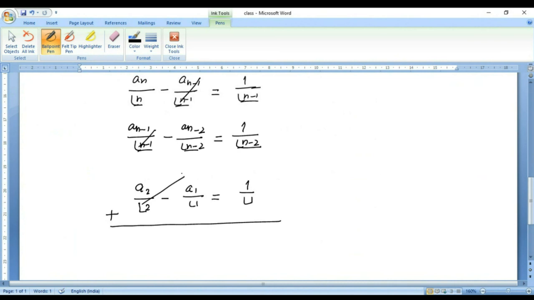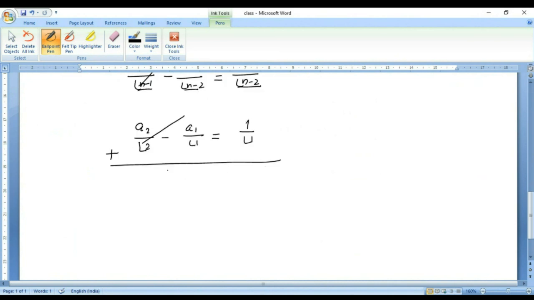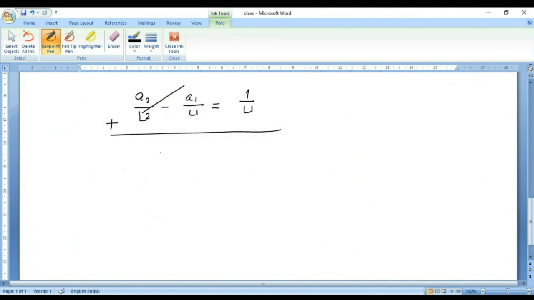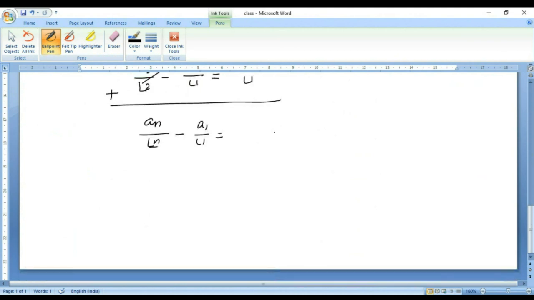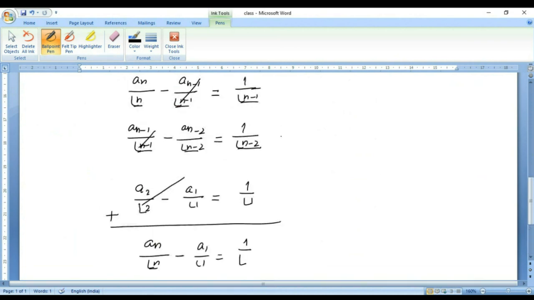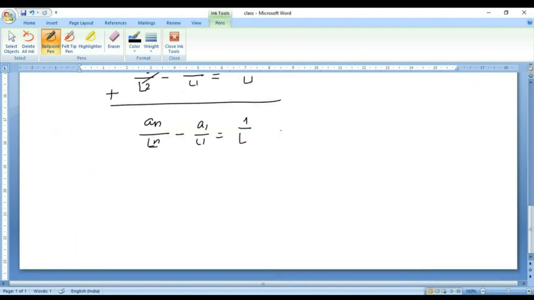And so you are left with, we started with a_n upon n factorial. So you are left with a_n over n factorial minus a_1 upon 1 factorial. And then the top number was 1 upon (n-1) factorial. So you will get 1 upon (n-1) factorial plus 1 upon (n-2) factorial all the way to 1 by 1 factorial.